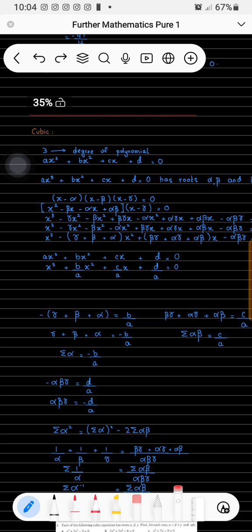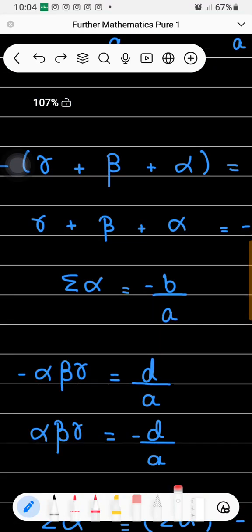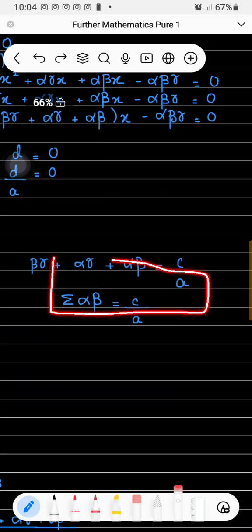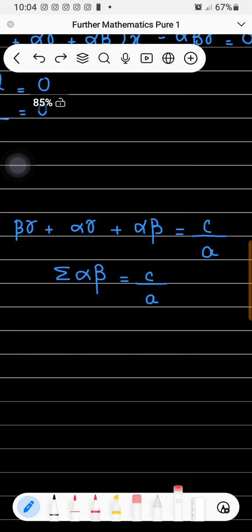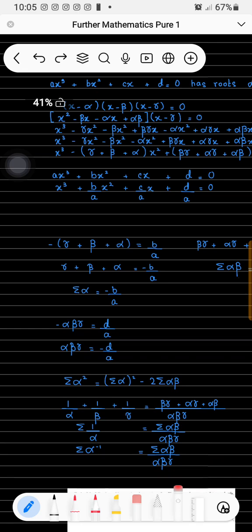In cubic, we learned that cubic equations are those where the degree of polynomial is 3 and the structure of a cubic equation is ax cube plus bx square plus cx plus d equal to 0. Then we derived the formula, but the derivation is not part of our syllabus, so just focus on the formula. Sum of alpha is equal to negative b upon a. Then we learned the next formula, sum of alpha beta is equal to c upon a. Then alpha beta gamma is equal to negative d upon a.